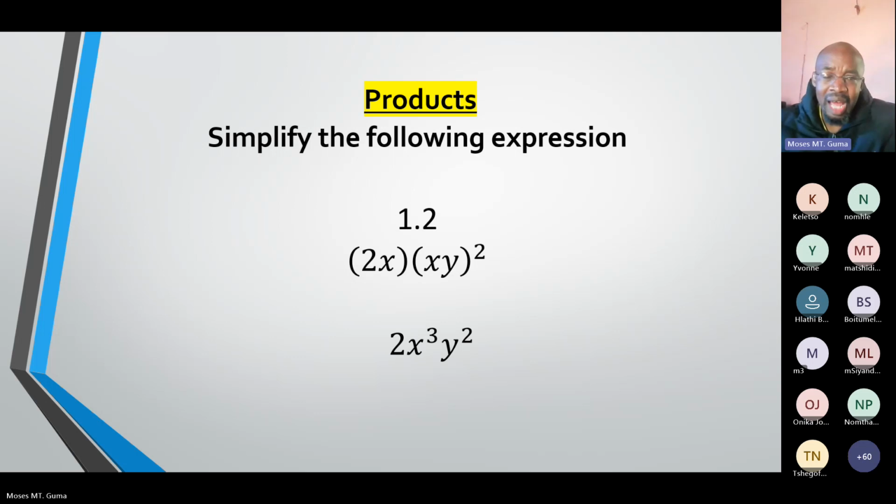Now, I have done products. What did we do in products? We multiplied a monomial by a trinomial. It can also be multiplying a binomial by a binomial. It can also be multiplying a binomial by a trinomial. Be very, very careful in those instances. Okay? Let's move on now to quotients.